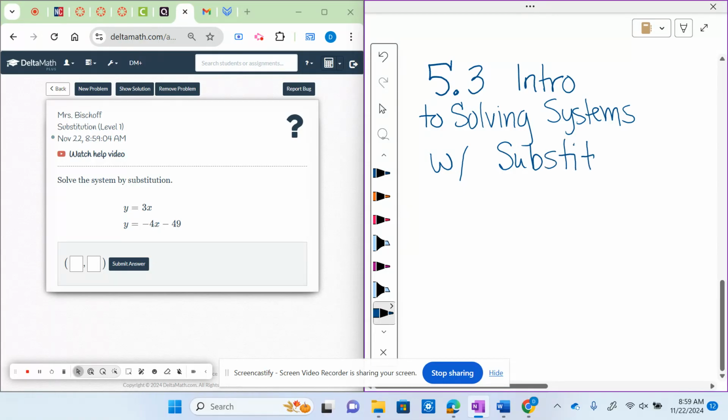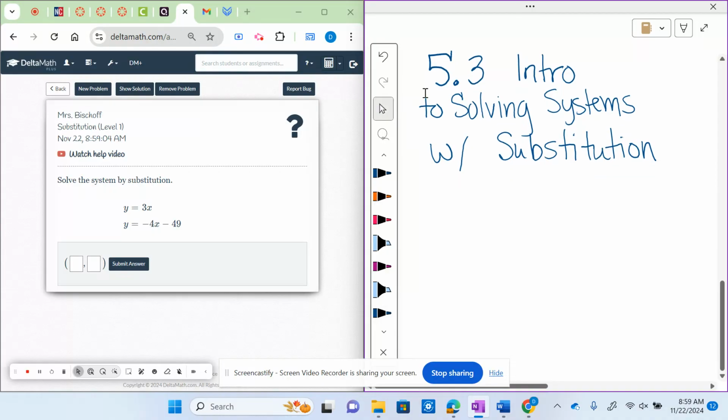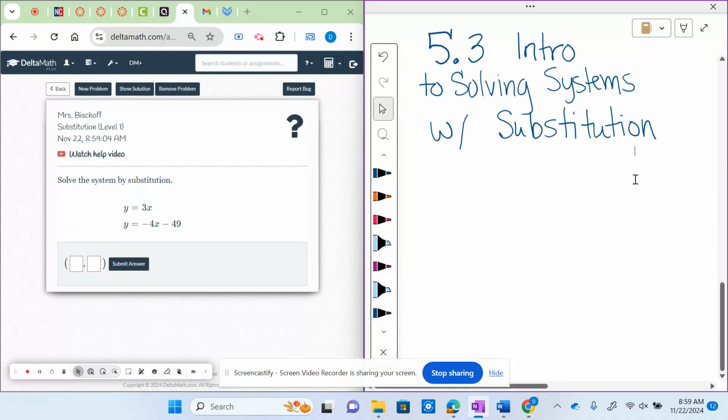We're on a whole new journal page. This is not an insert. We're going to actually do some manual writing. I don't have some fancy colored insert for you. We're going to do some problems, okay? So this is our introduction to solving systems with substitution. So get out your journal and write this in your journal. 5.3, Intro to Solving Systems.